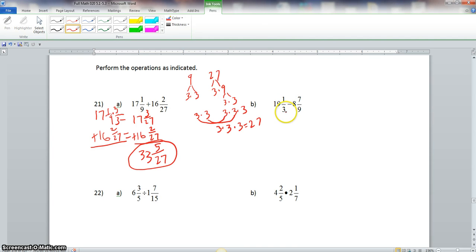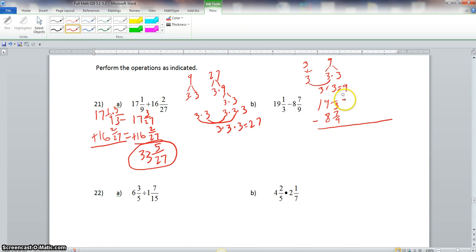Now we go here to B. We have a subtraction problem. Now we need to find the prime factorization of 3 and 9. I'm going to go up here to the top. We have 3, we have 9. 3 is already prime, and 9 breaks down to 3 times 3. So the prime factorization of 3 is 3. We have one set of matching 3's. We bring that down, and then times the extra 3. So our least common denominator is 9. So we're going to write this vertically. So we have 19 and 1/3 minus 8 and 7/9.